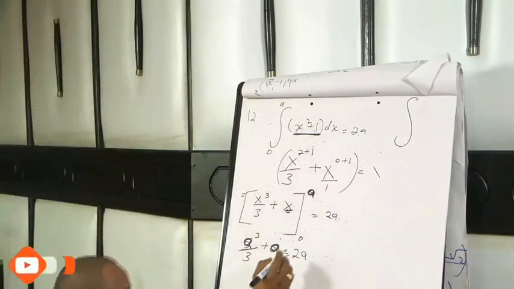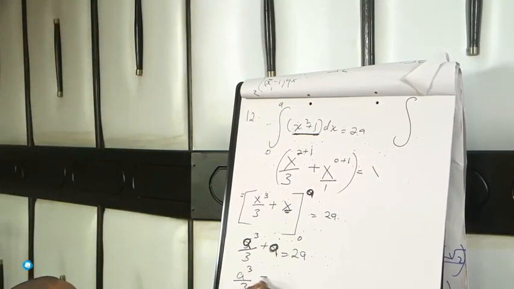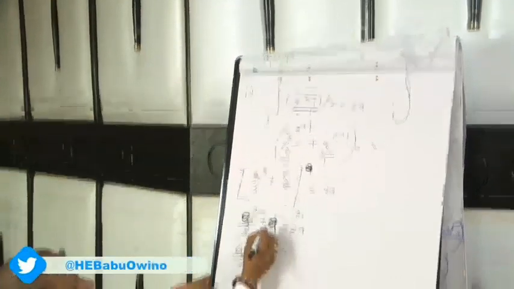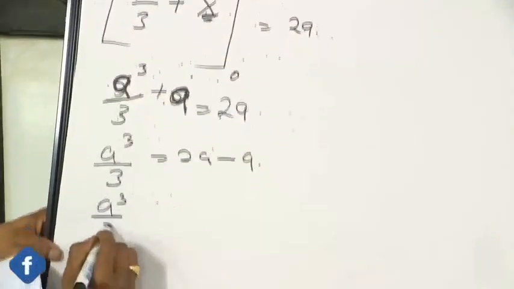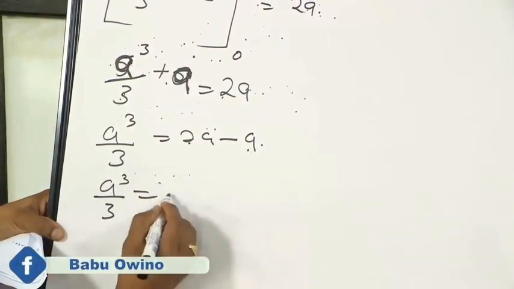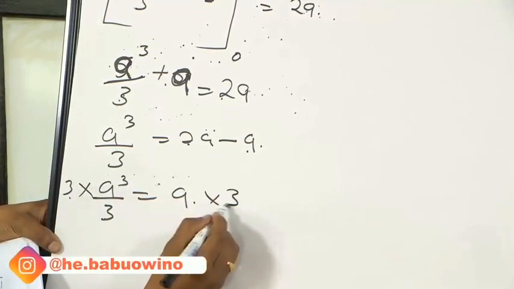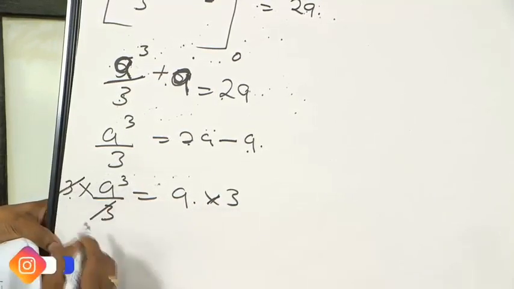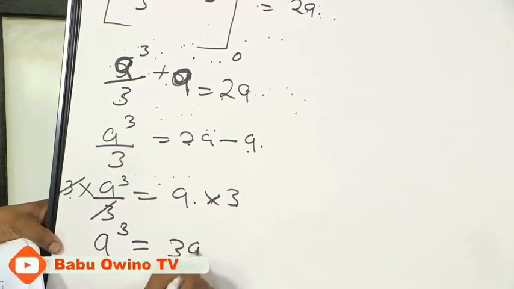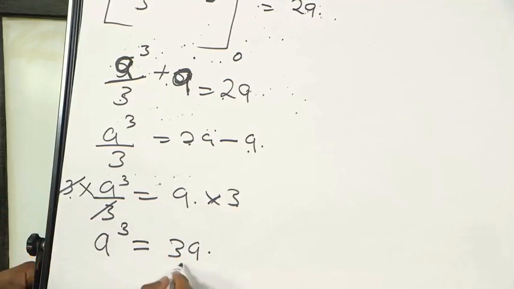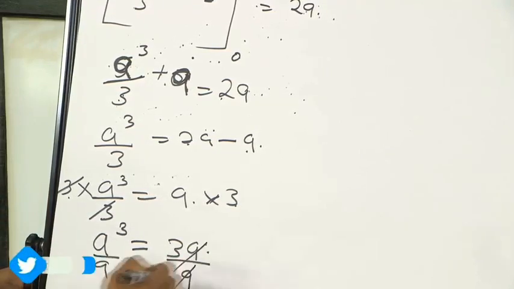Then collect the like terms. a raised to power 3 divided by 3 equals 2a. When a crosses the other side it becomes minus a. So a raised to power 3 divided by 3 equals 2a minus a, which is a. Then cross multiply by 3, both sides. This 3 and 3 goes. Then we have a raised to power 3 equals 3a. Then we can further simplify by dividing by a because a is common. So a and a goes.